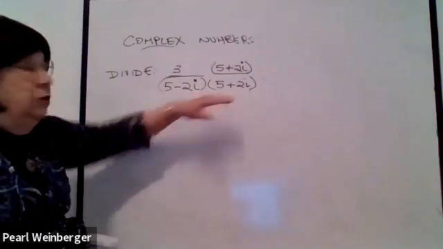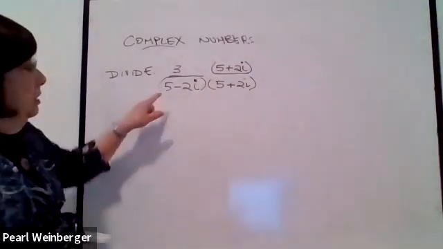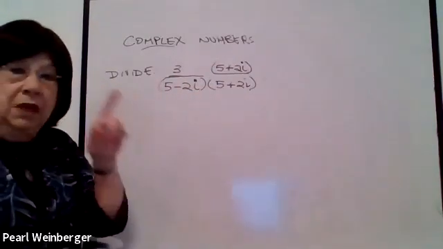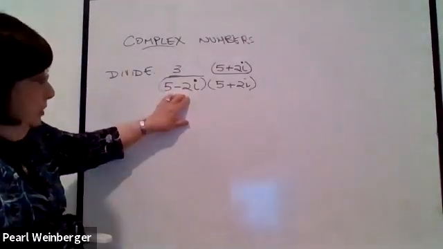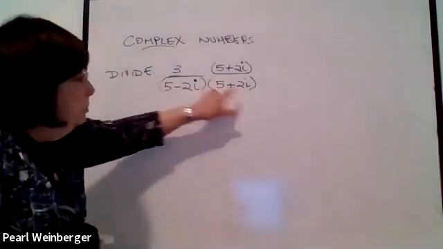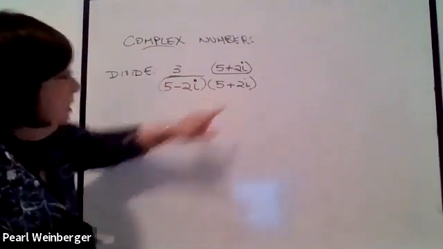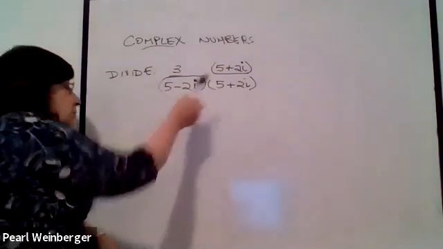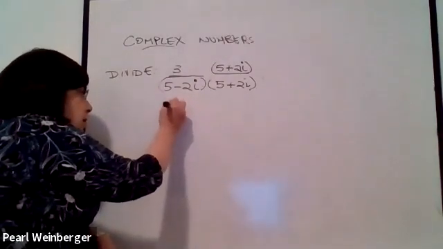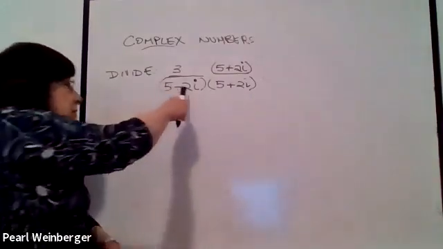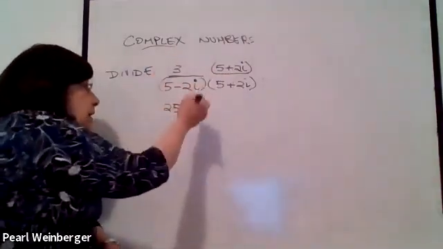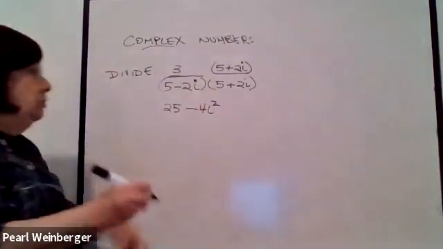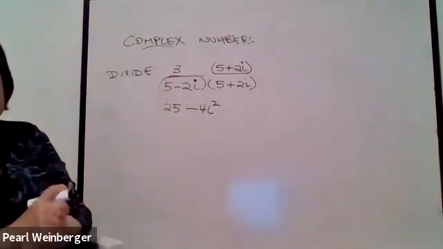And I'm just going to use my regular rules. Again, I'm going to do the denominators first because they're conjugates. I know when I'm multiplying conjugates, which these are because they're identical binomials, but one has a minus and one has a plus, I don't have to do the whole FOIL. I can just do the first, 5 times 5, which is 25. And the last, negative 2i times positive 2i, which is negative 4i squared. Don't forget that i times i gives me i squared.